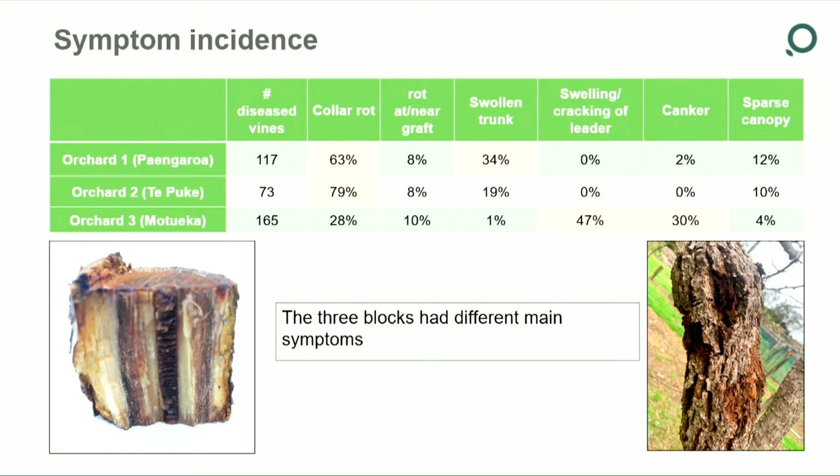So, symptom incidence: the blocks did have different main symptoms. In Orchard 1, we were seeing a lot of swollen trunk, so that big fat trunk, and a lot of collar rot. In Orchard 2, it was mainly the collar rot, and down in Motueka, in Orchard 3, it was cankers and the swelling and cracking of the leaders that seems to be the precursor to the cankers.